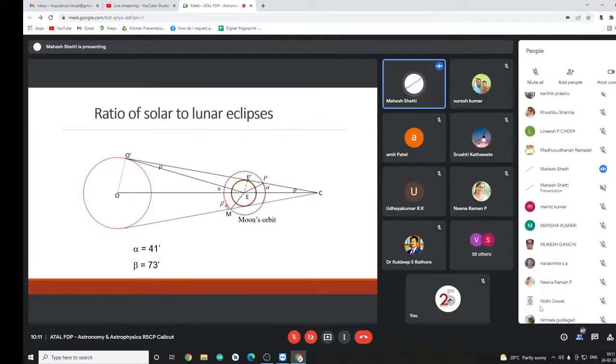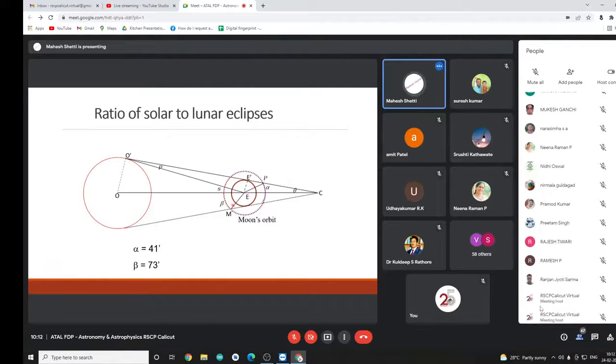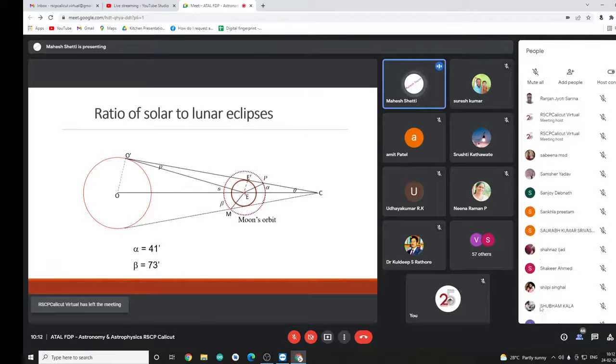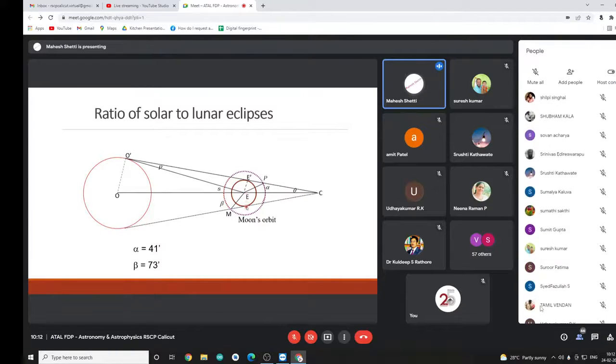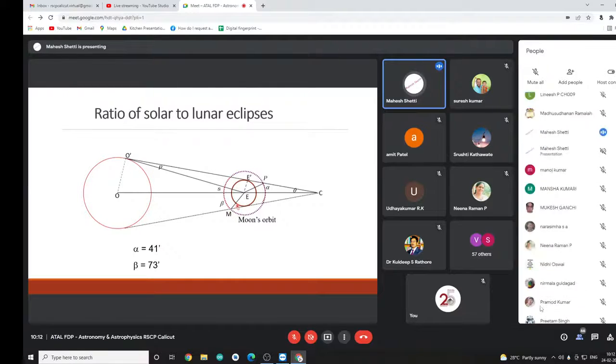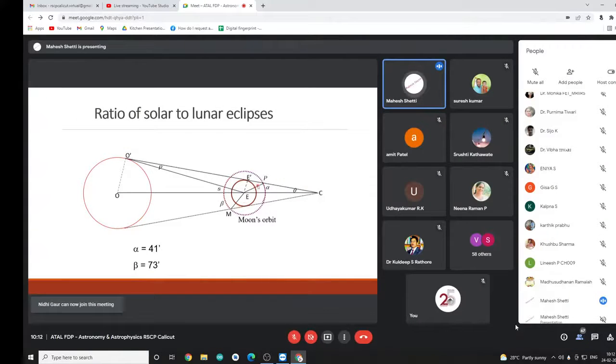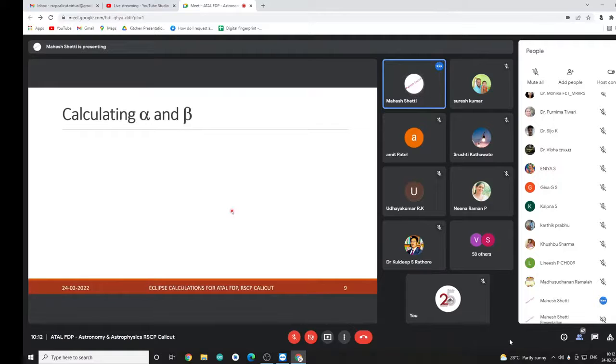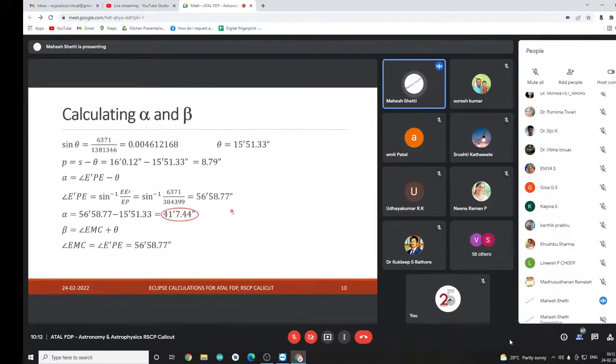Therefore we first need to calculate how much this angle EMC is, and again we can do that by the same formula. Suppose I put an E double dash over here. E double dash upon this will give you the sine of this angle, which is the same as this particular angle, because it is the Earth's radius and the Earth Moon distance ratio you are putting. So EMP is the same as E dash PE, the ratio of the Earth's radius to the Earth Moon distance, and therefore it is going to be 56 arc minutes 58.77 arc seconds.